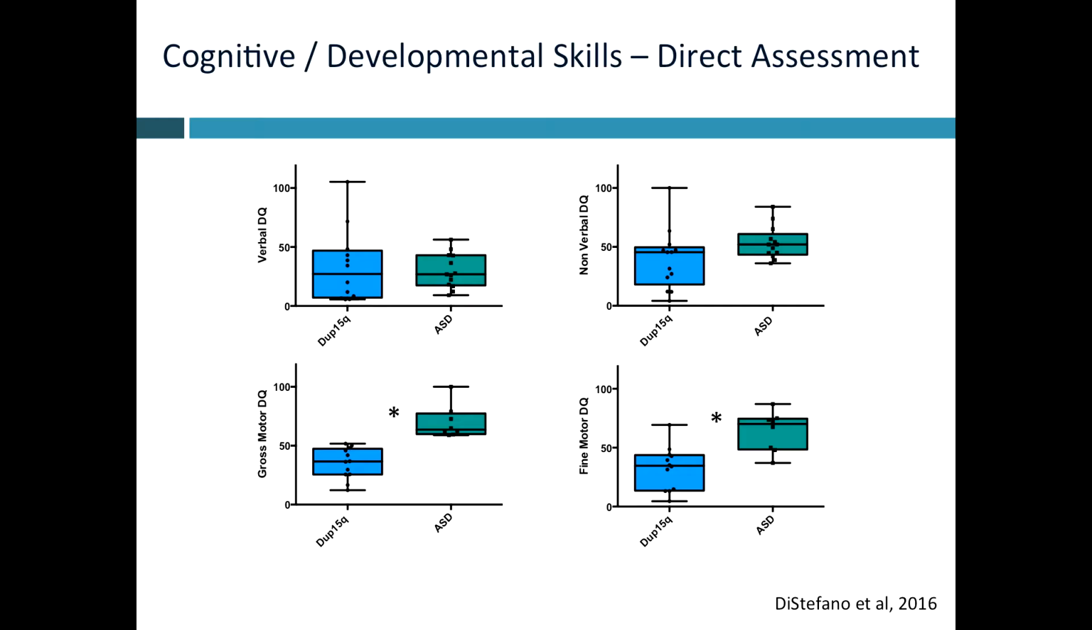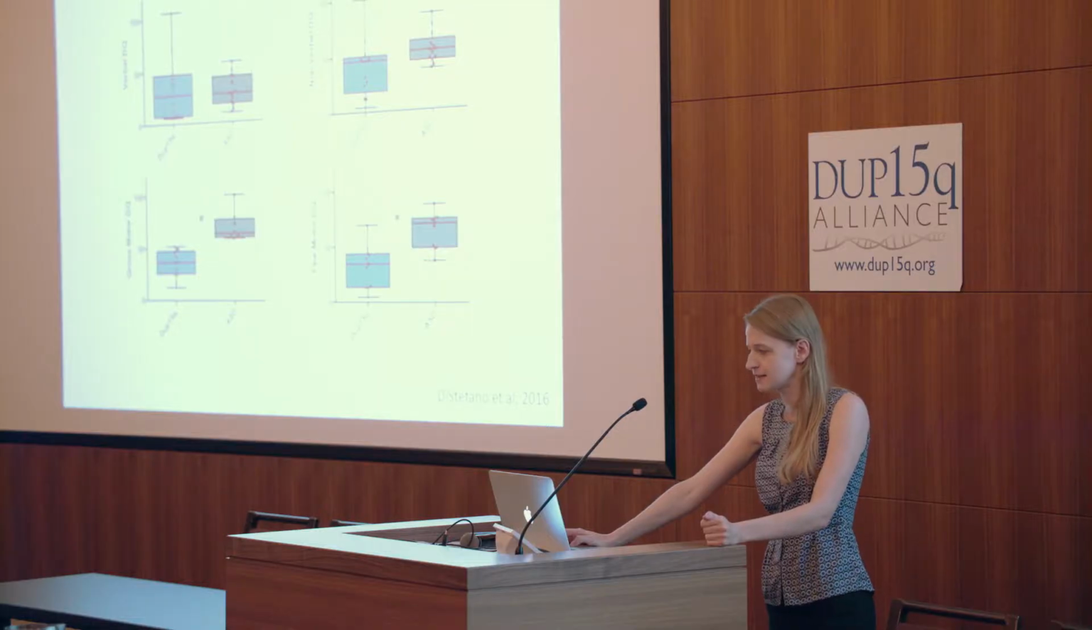Obviously, motor skills are different. This is the same graph that she showed earlier. We don't see differences in verbal and nonverbal developmental quotient between our groups, which is good because that's what we matched them on. But we do see differences in their fine and gross motor skills. Kids with Dup15q are having a much harder time with those skills compared to the non-syndromic ASD kids.